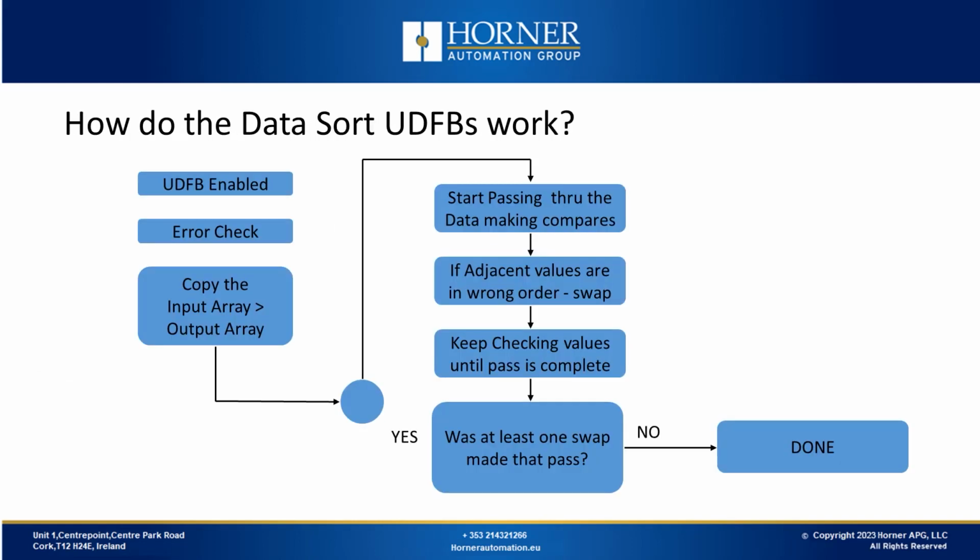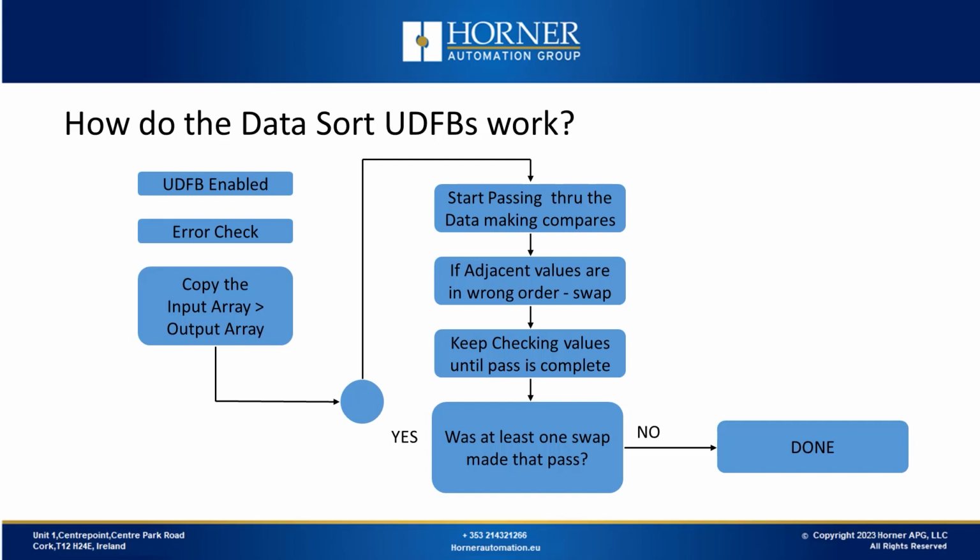So here's a schematic view of what's happening inside the user-defined function block. As soon as the block is enabled, it performs an error check, and then, provided the length parameter is set appropriately, it starts out by taking the input array data and copying it to the output array. So again, it doesn't touch the input array data, it just uses it as the initial source of all the data. Once it's copied into the output array, again, it starts out in the exact same order as it was presented in the input array. Then we start going through and making passes and rearranging the data.